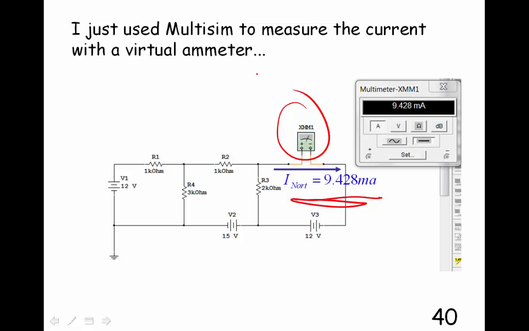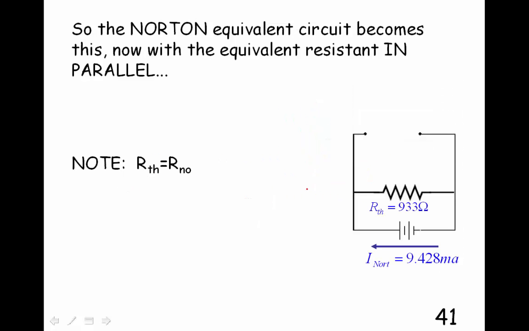I just hooked up a meter in series with this current. So any current coming through here has to go through that meter and then go through the battery. And I measured it to be, well, in the simulation, 9.428 milliamps. So now we have our Norton current.